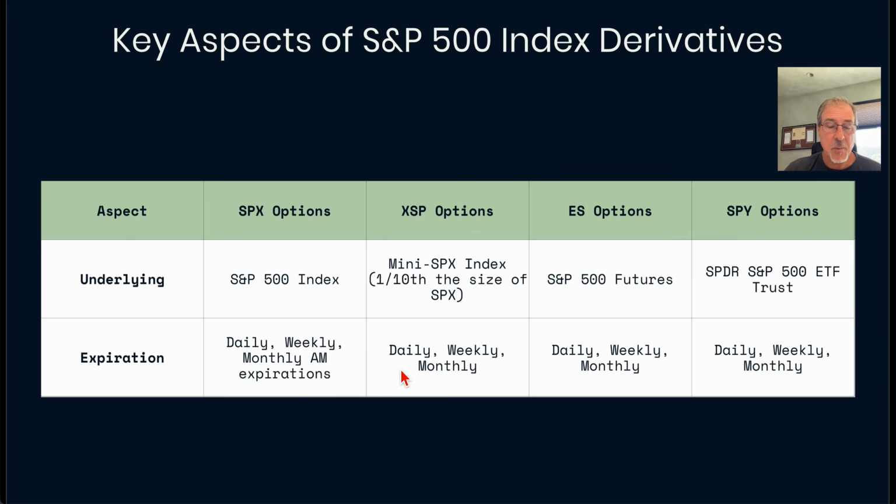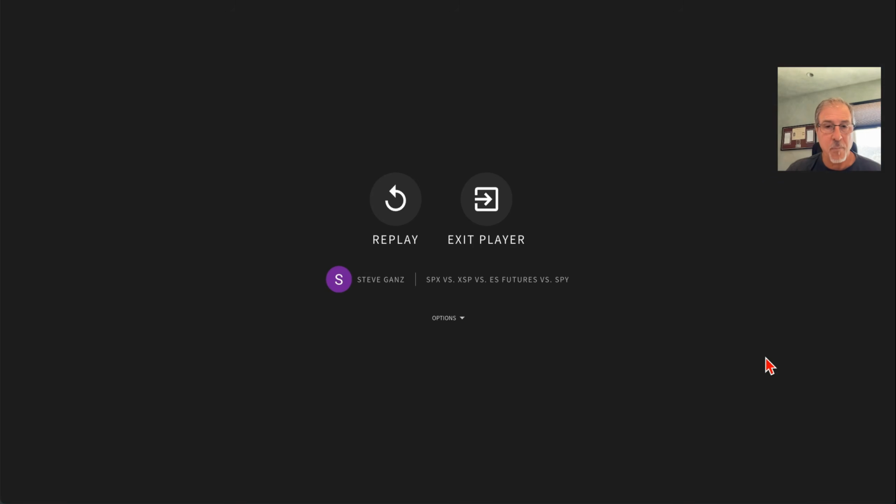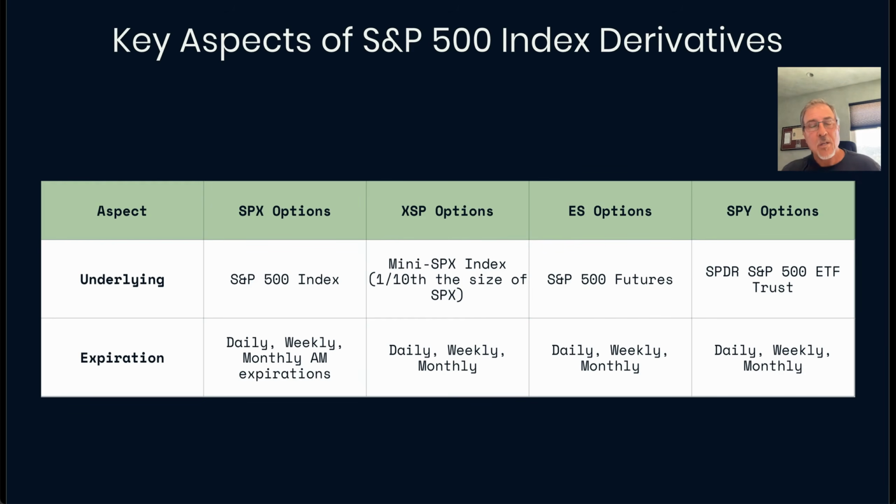The XSP options pretty much offer daily, weekly, monthly options. So very liquid, lots of trading opportunities on those. So hopefully you found this useful. It's just a little bit of a summary of the different styles of options that someone might consider trading if they're looking to trade the S&P 500.